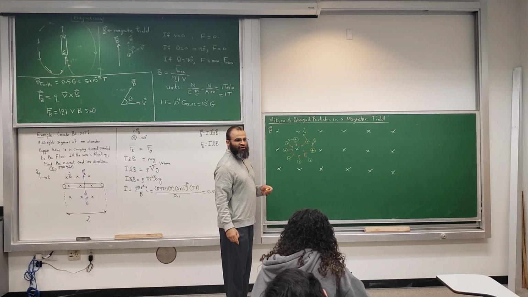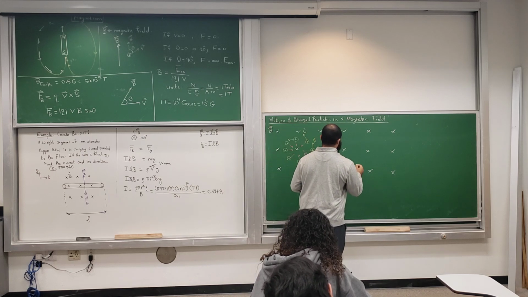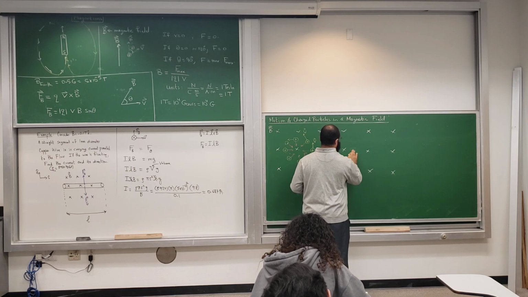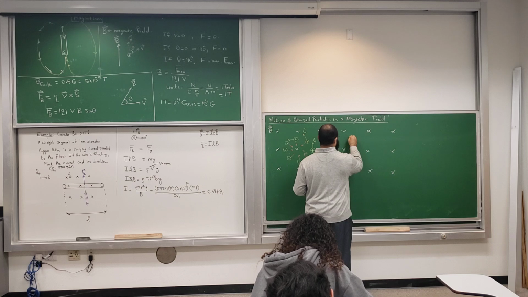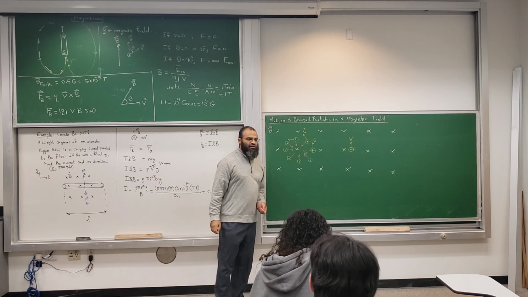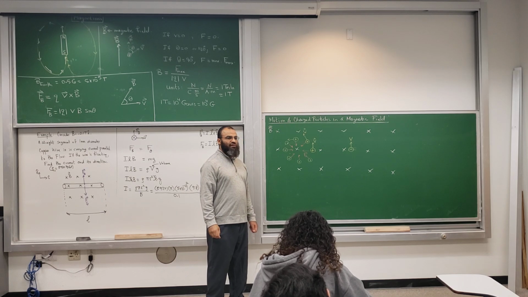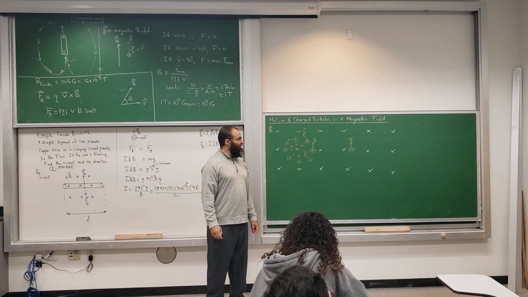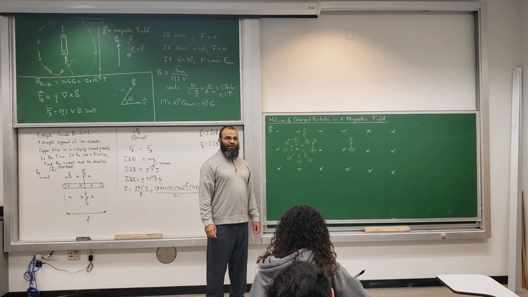Let's look at what happens to a negative charge. Here's a negative charge, let's say it's here. It's a minus. And let's say the velocity is up. In what direction now is the force? The cross product V cross B is in what direction? Left. Okay, the cross product is left.